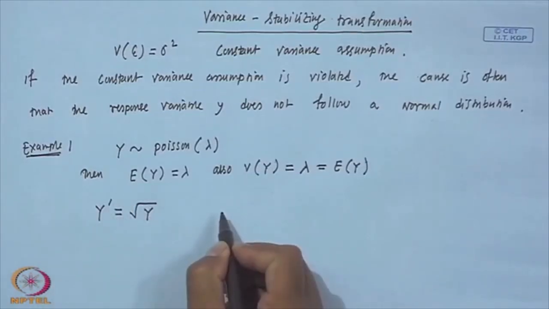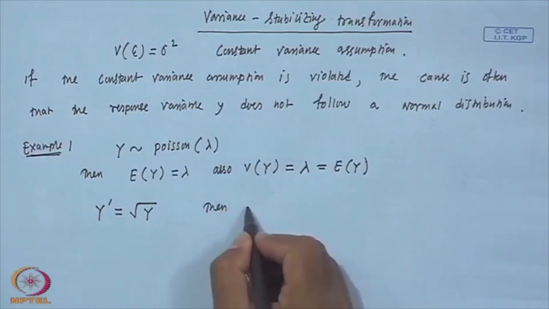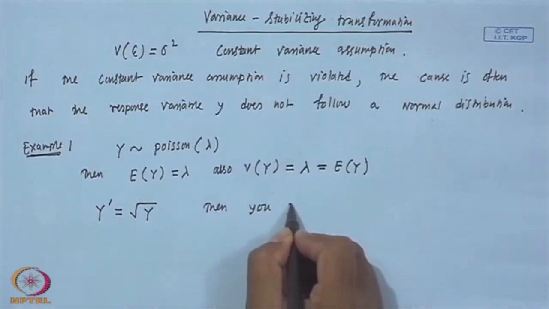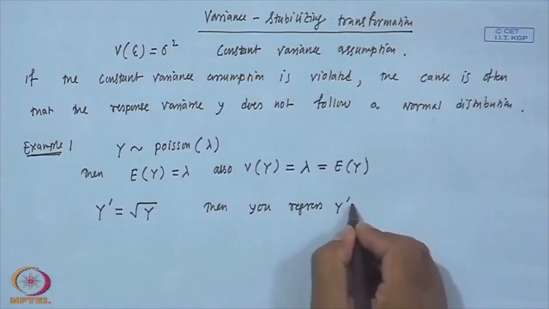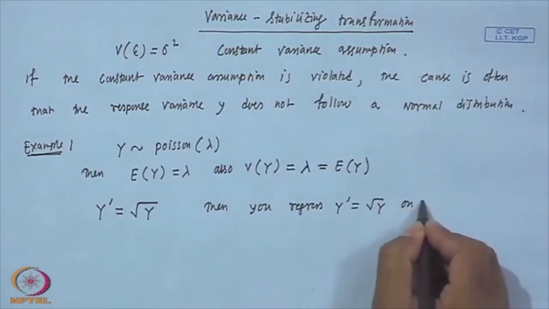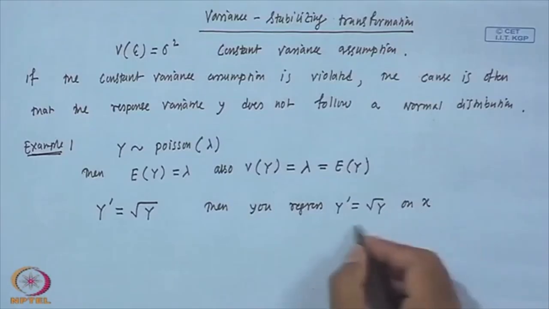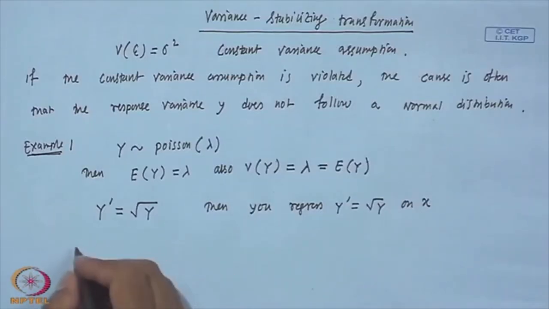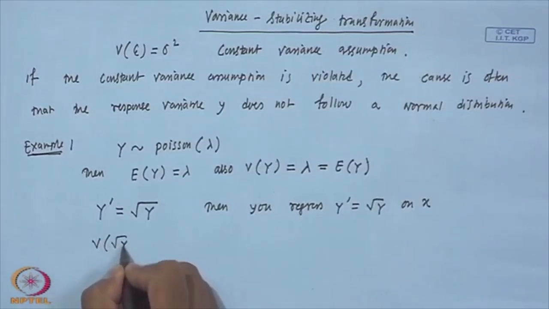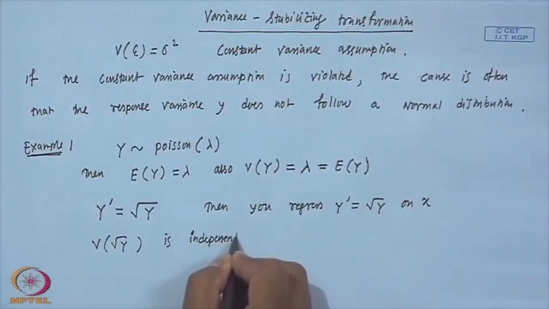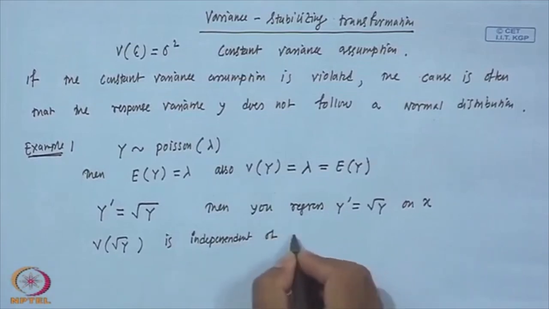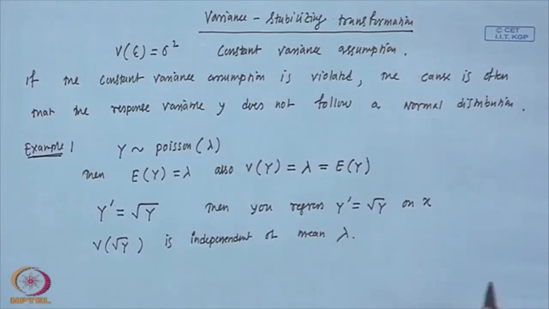Now, if you take the transformation y prime, which is equal to root y, and then you regress y prime, which is equal to root y, on x, it is not difficult to check that the variance of root y is independent of the mean lambda.